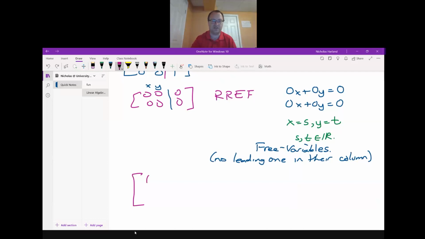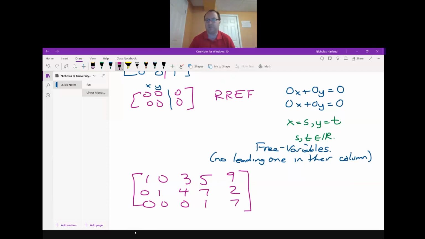Let's try this one: 0, 1, 3, 5, 9, 0, 1, 4, 7, 2, 0, 0, 0, 1, 7. Row echelon form, reduced row echelon form, or neither?